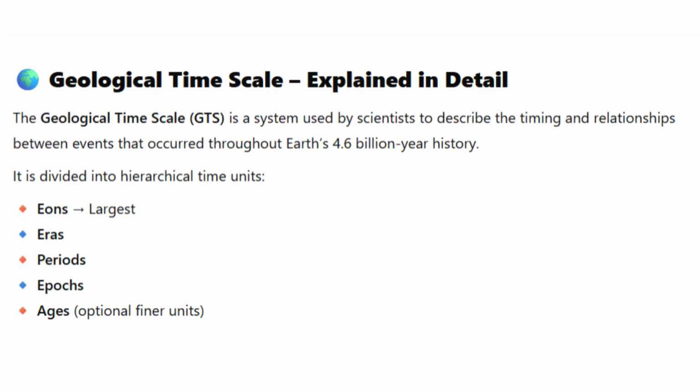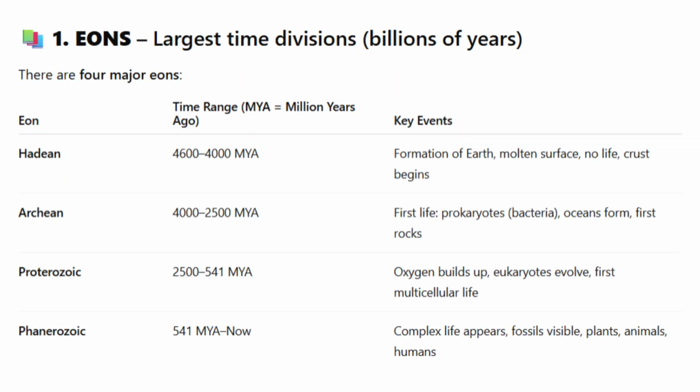Geological timescale. Explained in detail. The geological timescale, GTS, is a system used by scientists to describe the timing and relationships between events that occurred throughout Earth's 4.6 billion-year history. It is divided into hierarchical time units: eons largest, eras, periods, epochs, ages, optional finer units. Earth is ancient. Its story spans 4.6 billion years, divided into 4 colossal chapters called eons.